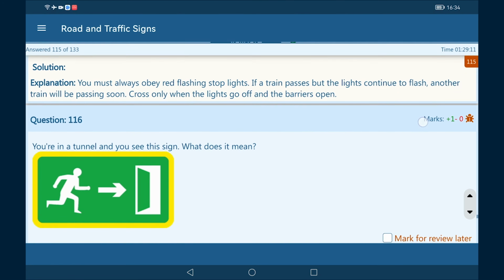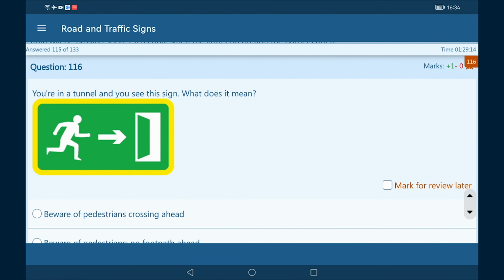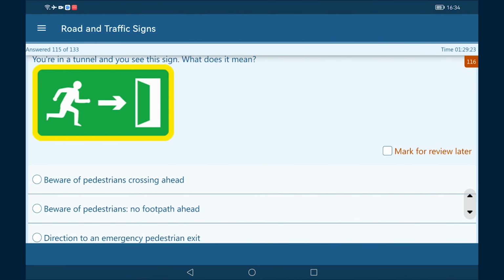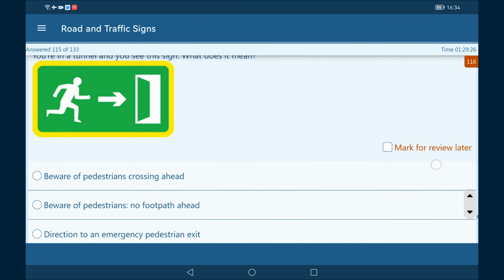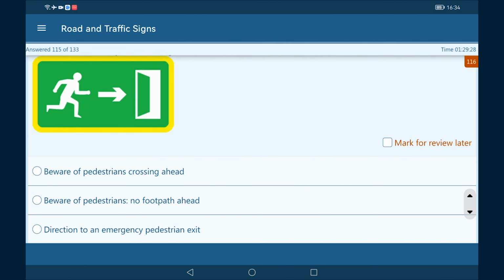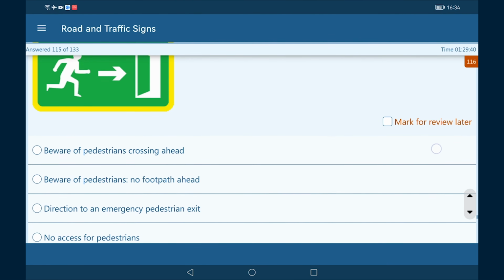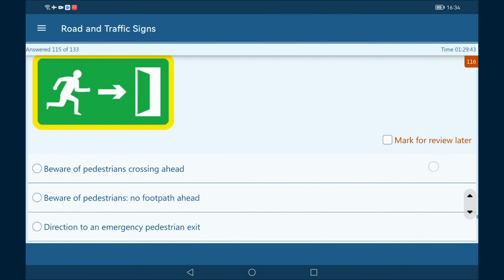Question 116. You're in a tunnel and you see this sign. What does it mean? Option 1. Beware of pedestrians crossing ahead. Option 2. Beware of pedestrians, no footpath ahead. Option 3. Direction to an emergency pedestrian exit. Option 4. No access for pedestrians. The correct answer is Option 3. That is, direction to an emergency pedestrian exit.